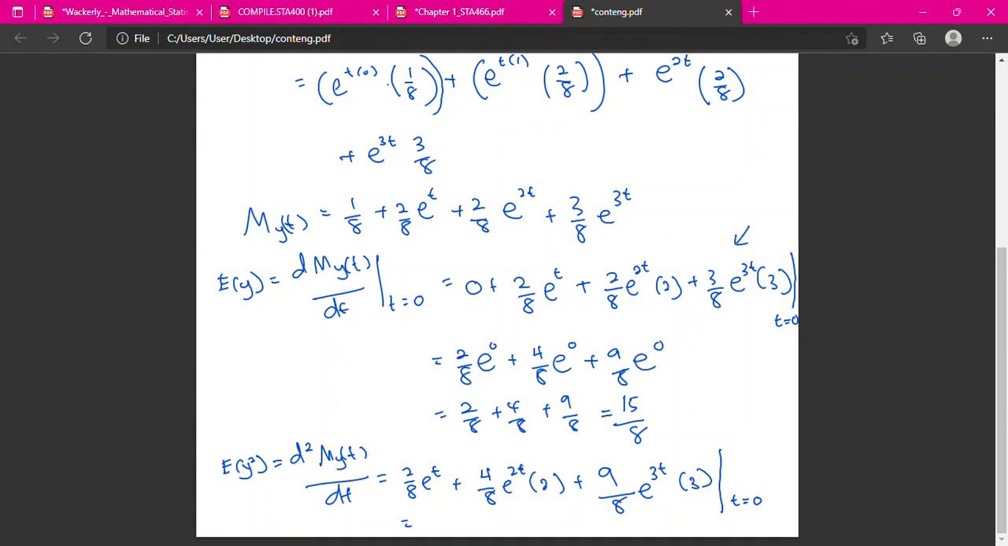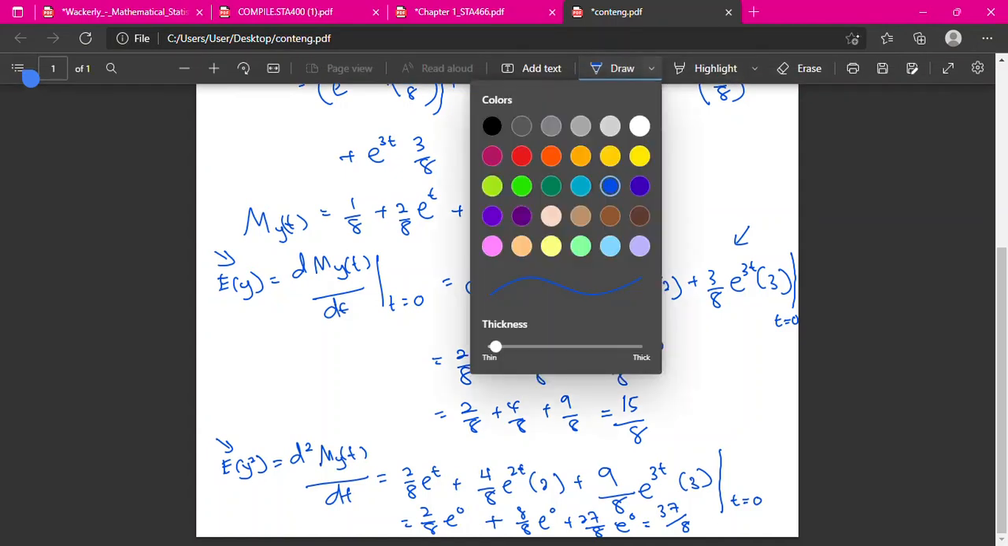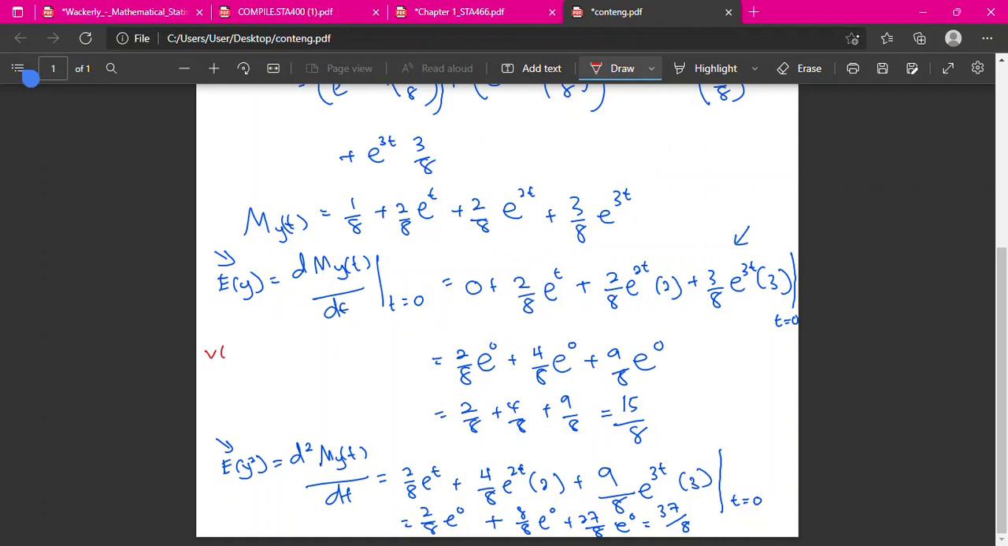So here you akan dapat 2 over 8 e0 plus 8 over 8 e power of 0 plus 27 over 8 e power of 0. So lastly, you will get 37 over 8. Okay, ini dapat expected of y squared. Untuk dapatkan variance, belum habis lagi, you kena apply the formula of variance lah, kan? Which is 37 over 8 minus dengan mean 15 over 8 square. Okay.